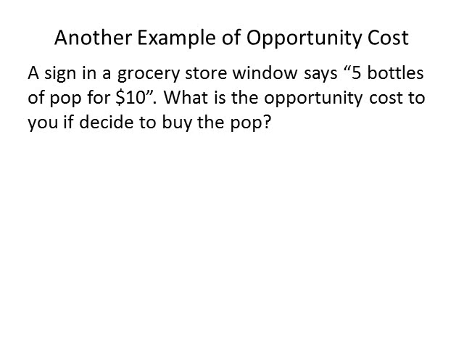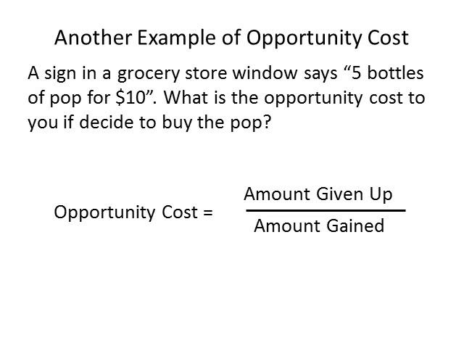Let's look at another example of calculating opportunity cost. Suppose, for example, a sign in a grocery store window says 5 bottles of pop for $10. What is the opportunity cost if you decide to buy the pop? The first thing we need to do is to write down the formula. Opportunity cost is equal to amount given up divided by amount gained. The second thing is we need to know what we gave up. In this case, we gave up $10.